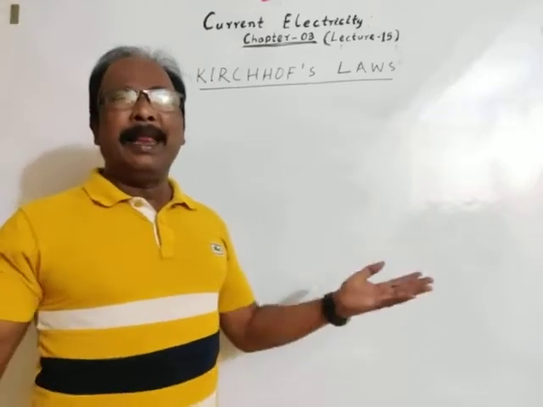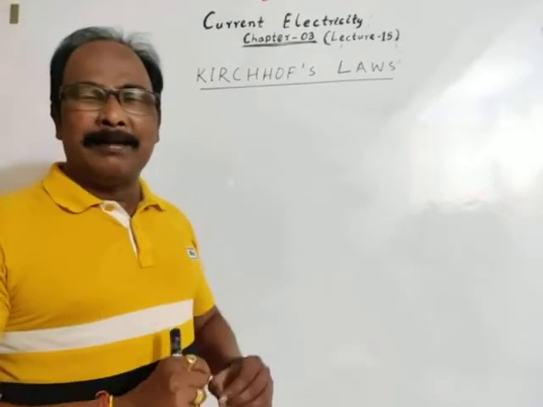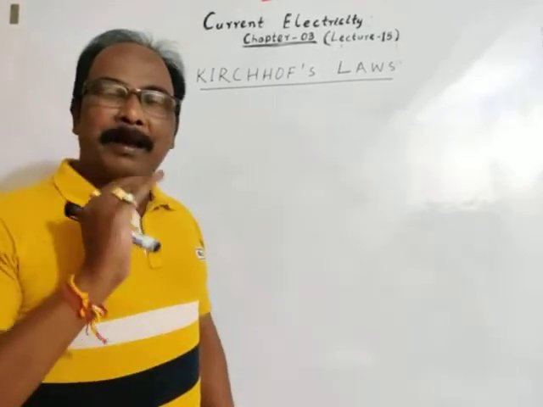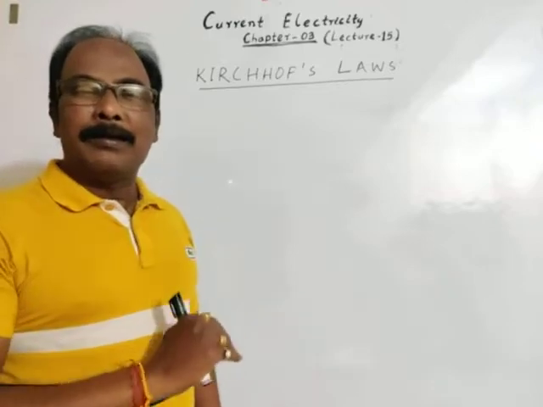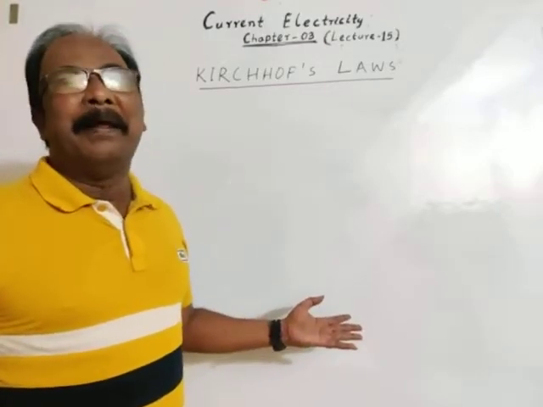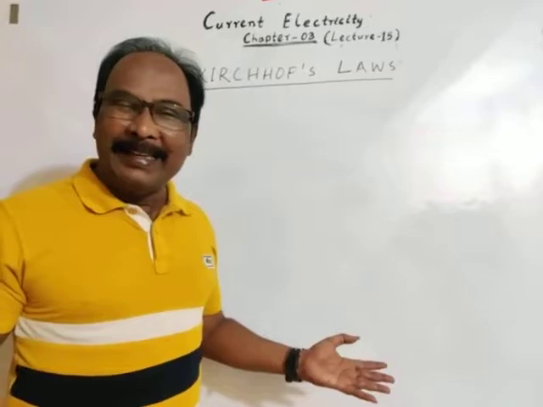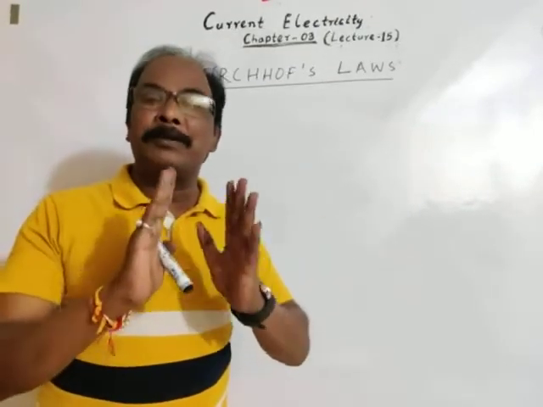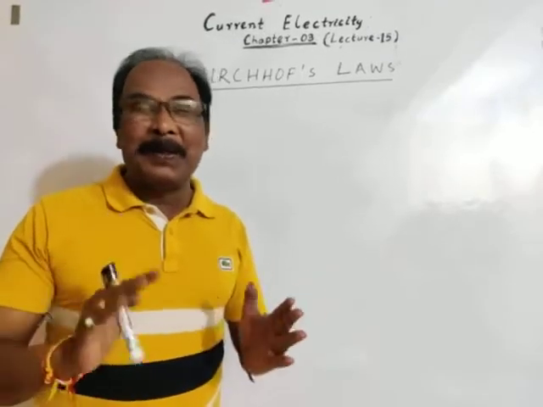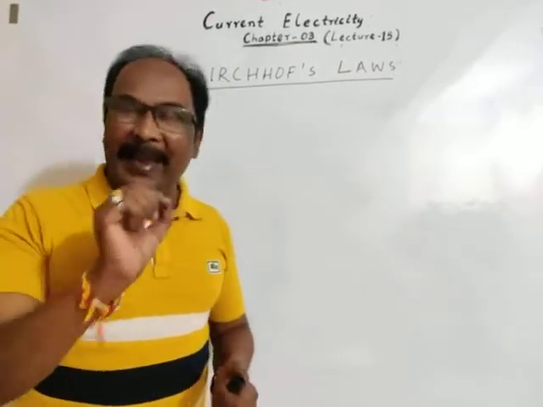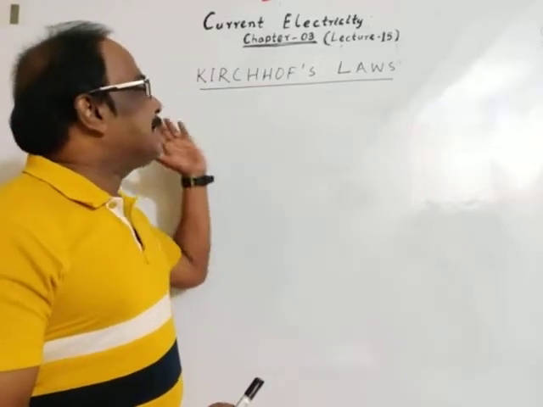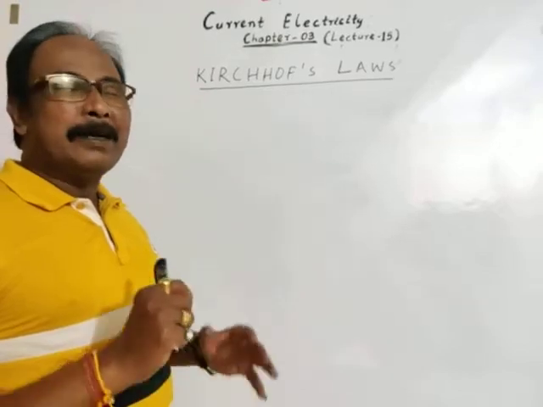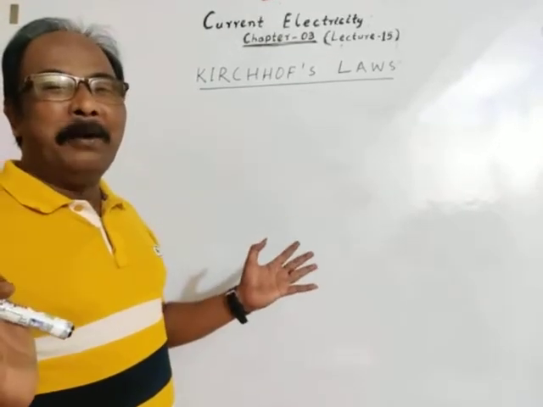The electrical circuits may contain resistors, capacitors, inductors, and of course cells or batteries. Whatever be the circuit element, we may apply Kirchhoff's laws to simplify the circuit. Okay, let's start our discussion. Kirchhoff's laws: there are two laws. Kirchhoff's laws is divided into two parts.